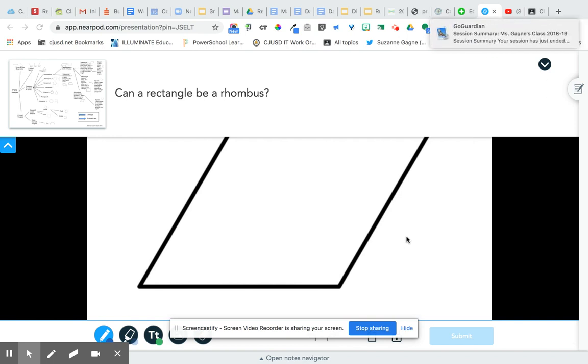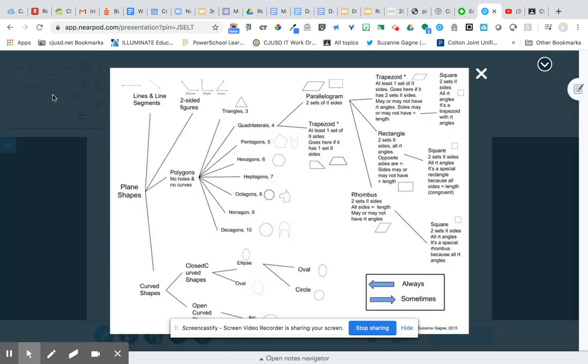So first of all, can a rectangle be a rhombus? Well, the first thing I'm going to do, this is a picture of a rhombus, but I'm going to look at my chart. Can a rectangle be a rhombus? So a rectangle is here. Rectangles have two sets of parallel sides. All right angles. Opposite sides are equal, and they may or may not have equal length.